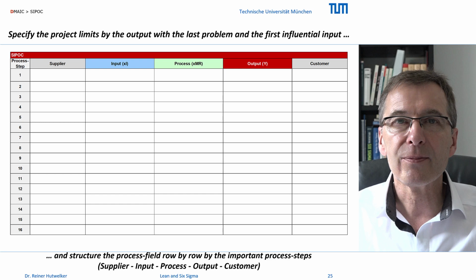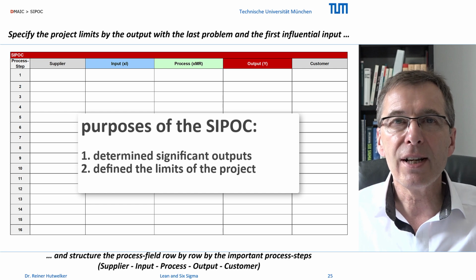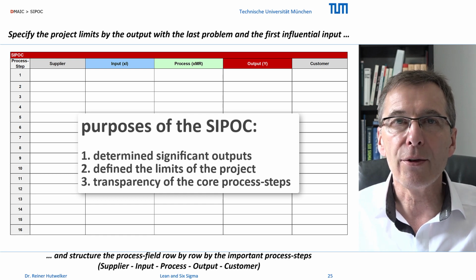The first purpose is to determine the significant outputs, which then can be evaluated by the customer and manager in the subsequent voice of customer and voice of business to identify the critical problems. The second purpose is to define the limits of the project, from the last relevant output to the first relevant input, and thus to define the field of the project. And the third purpose is the transparency of the core process steps within this project field.